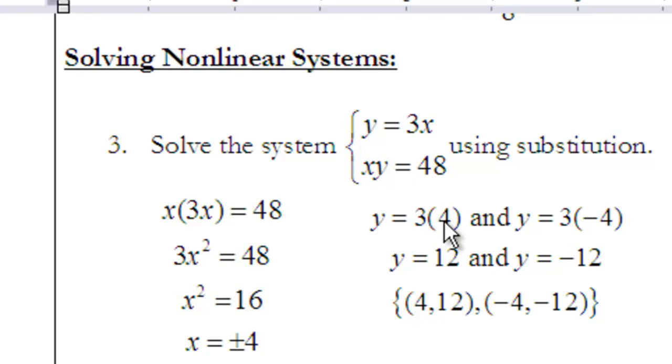So if I plug my x values in for y, I have to plug both of them in. So 3 times 4 is 12. That would be one of my y values. And the other one is 3 times negative 4, which is negative 12. Now, all of those four numbers are not interchangeable. 4 and 12 are paired together, so that's my ordered pair. And negative 4 and negative 12 are paired together, so that would be my second ordered pair. So this right here would be my solution set for this system.